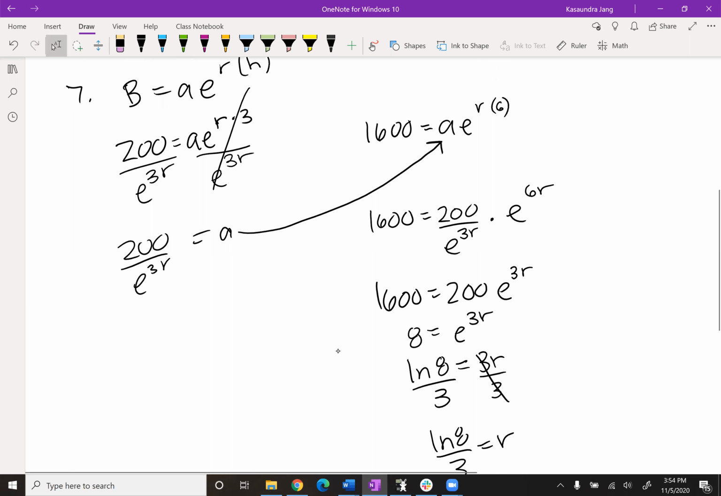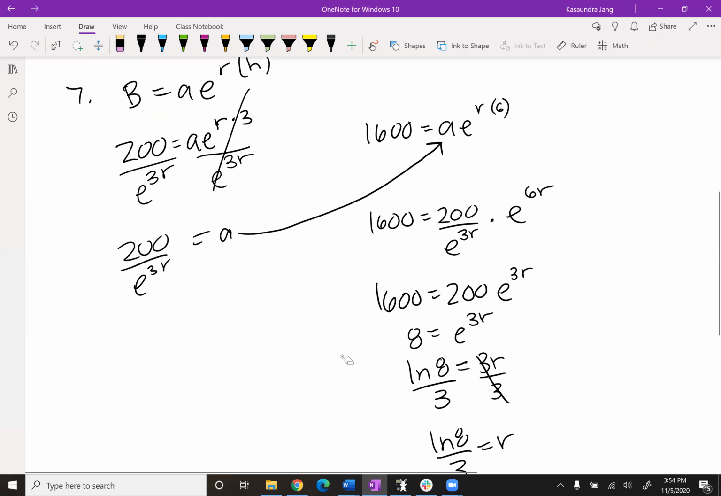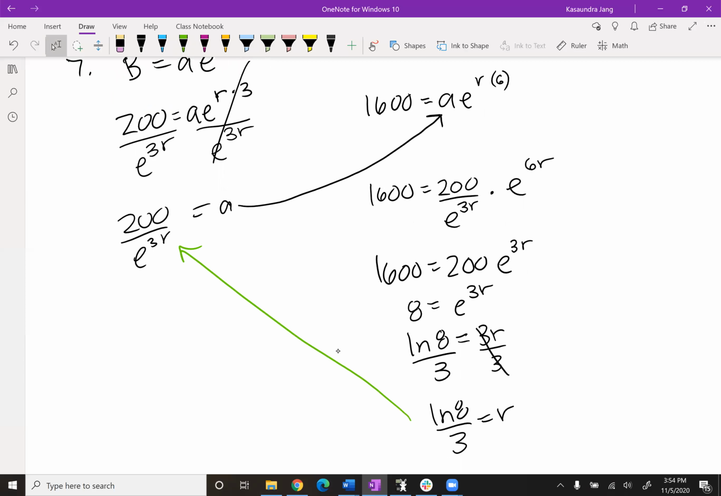I called it a B instead of a Y, but I have to find my bacteria, not the R. Okay, so what I've got to do now is take what this R equals, and I am going to sub that into this equation. Lots of arrows going on here.